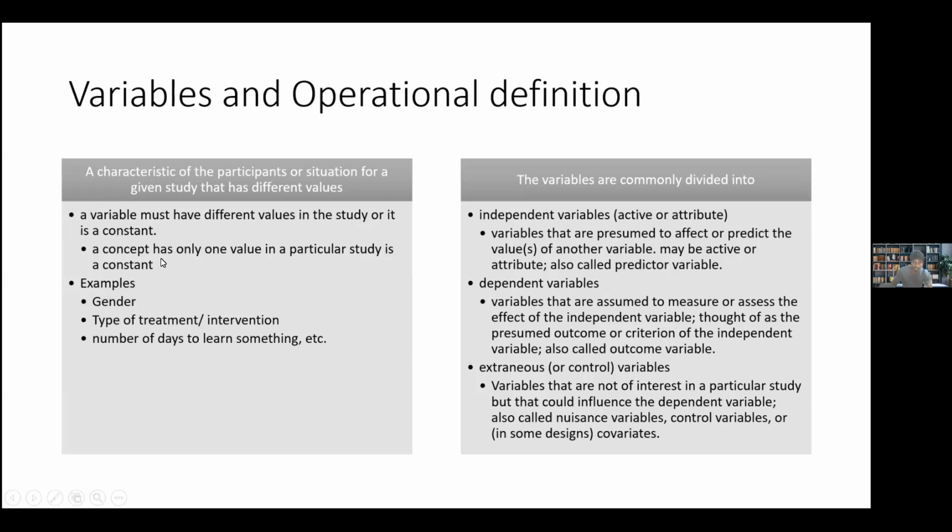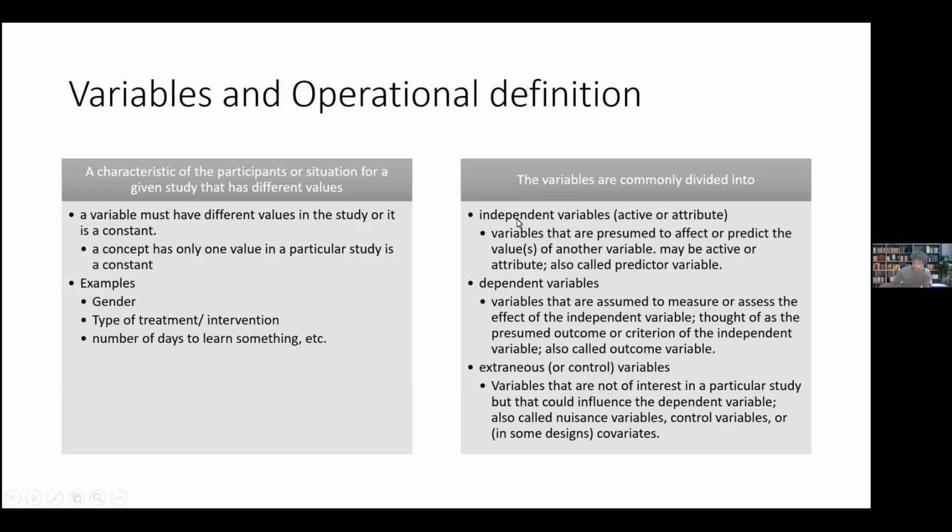Some examples are gender. Gender can be male, female, or there are other genders as well, right? So they change in their quality. So gender is a variable. We also have the type of treatment or intervention in an experimental setting. Let's say you're testing the efficiency of a particular vaccine. One person gets vaccine 1, the other person gets vaccine 2. So you change the kind of treatment that they get. That is also a variable that varies. The number of days a person takes to learn something new could also be a variable. So we have various kinds of variables.